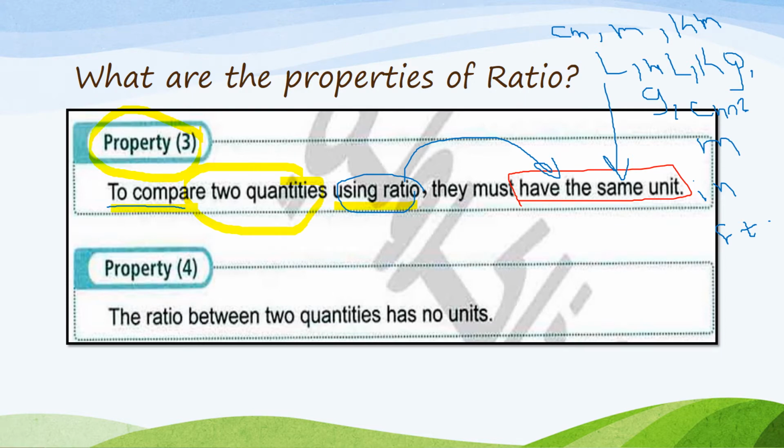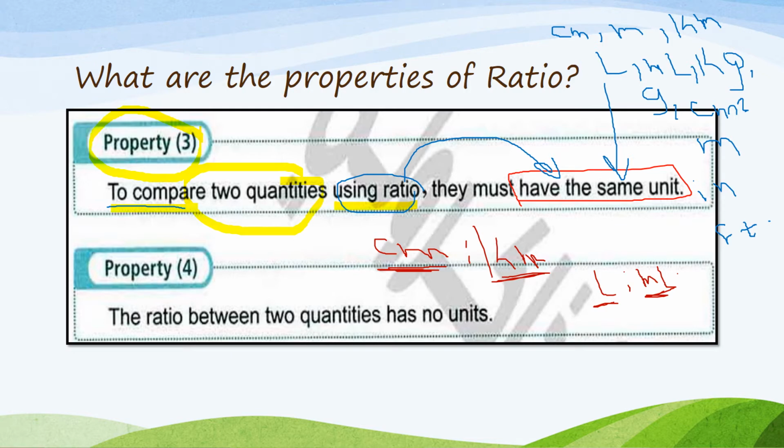So when we compare two quantities using the ratio, they must have the same units. I can't compare two quantities where one of them is a centimeter and the other is a kilometer. It won't be possible because we need the same units. So I can't compare a centimeter to a kilometer, and vice versa.